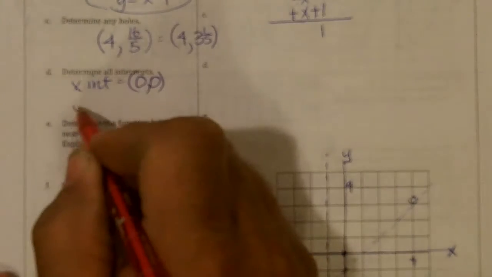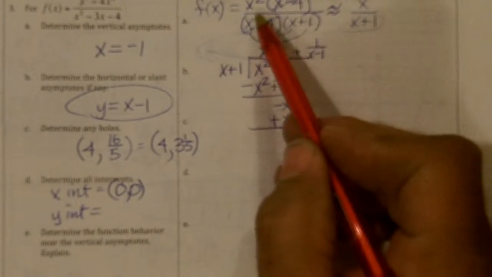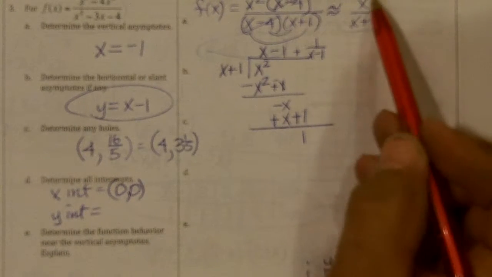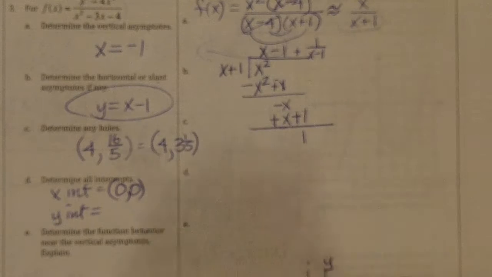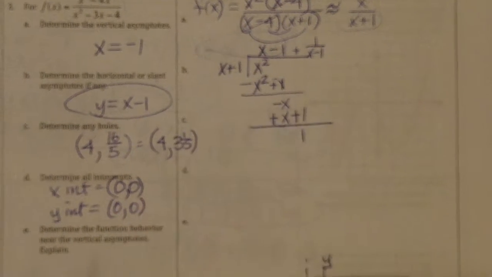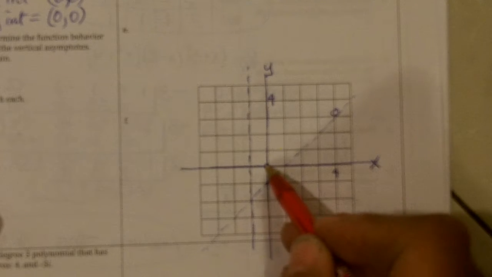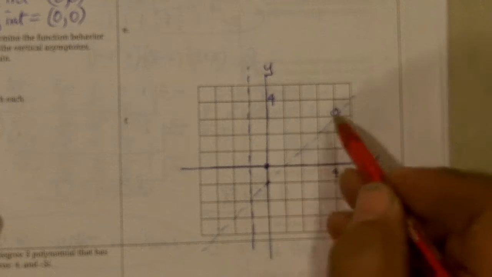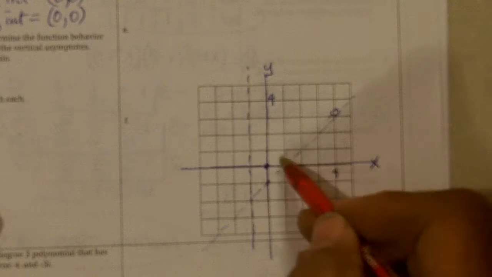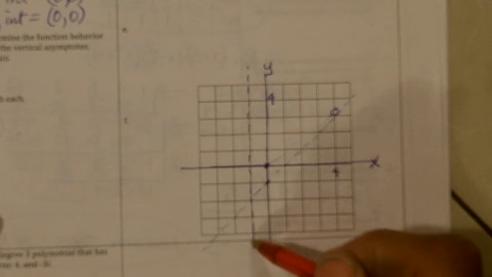Now let's look for y-intercepts. That would be put in 0 for the x's, and we can again use this, and we get 0 over 1, which is 0. So we didn't learn anything new on that. In this particular one, both the x and y-intercept are 0, 0. Now, if it only touches there, it has to go to the hole, and it has to do something at the vertical asymptote.